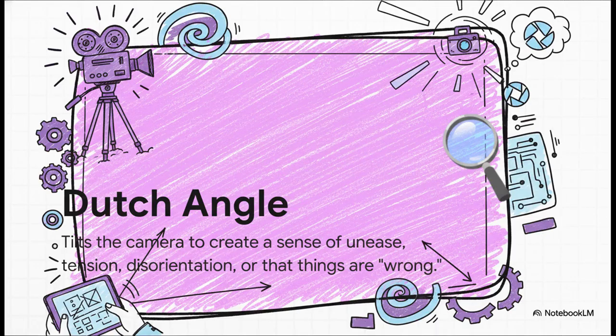Okay, next up, the Dutch angle. This is where you literally tilt the camera on its axis. It's such a powerful tool for creating this sense of unease or confusion, like something is psychologically wrong. It screams to the viewer that the world is off balance. But a quick word of warning, you gotta use this one sparingly. If you overuse it, it just loses all its punch.